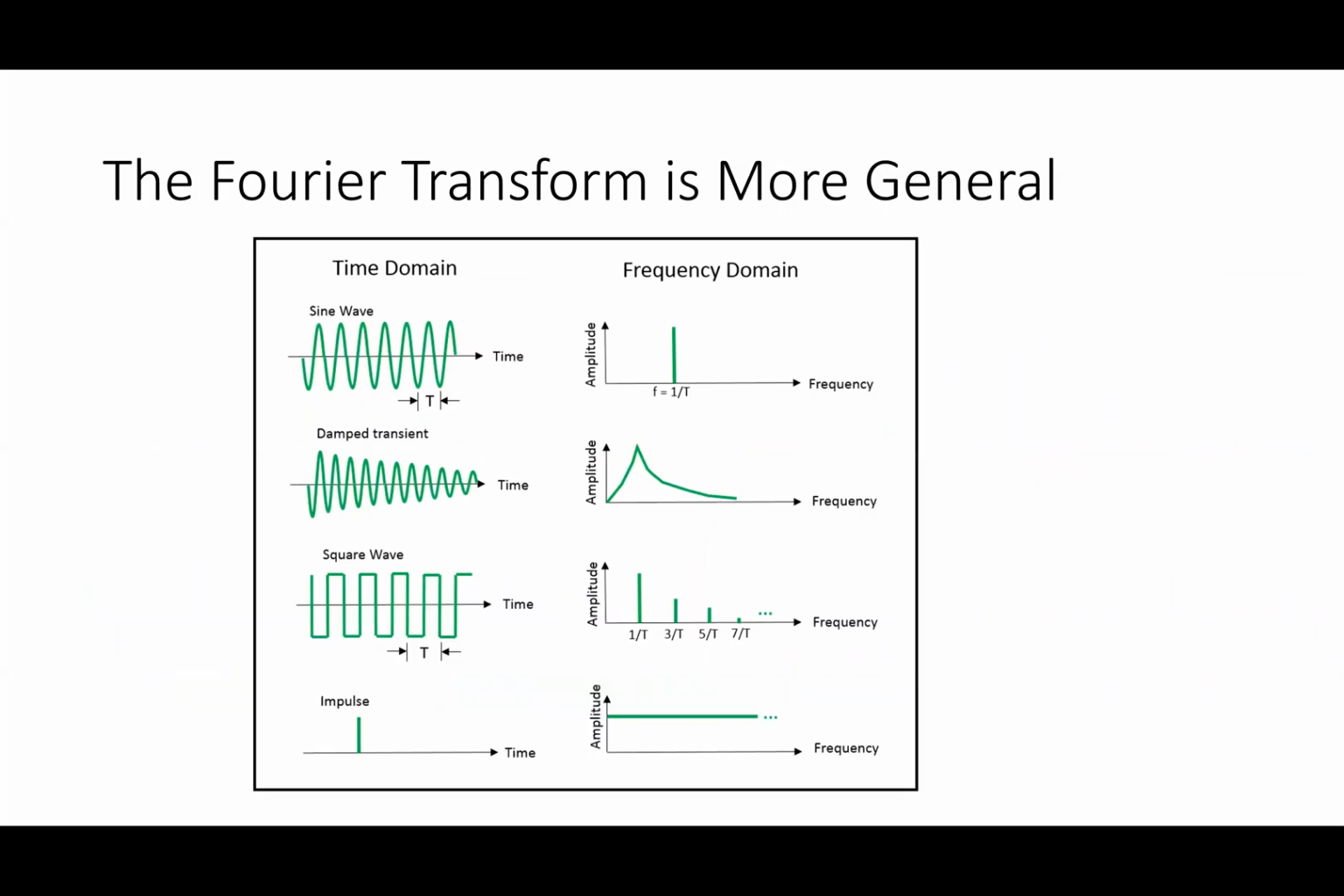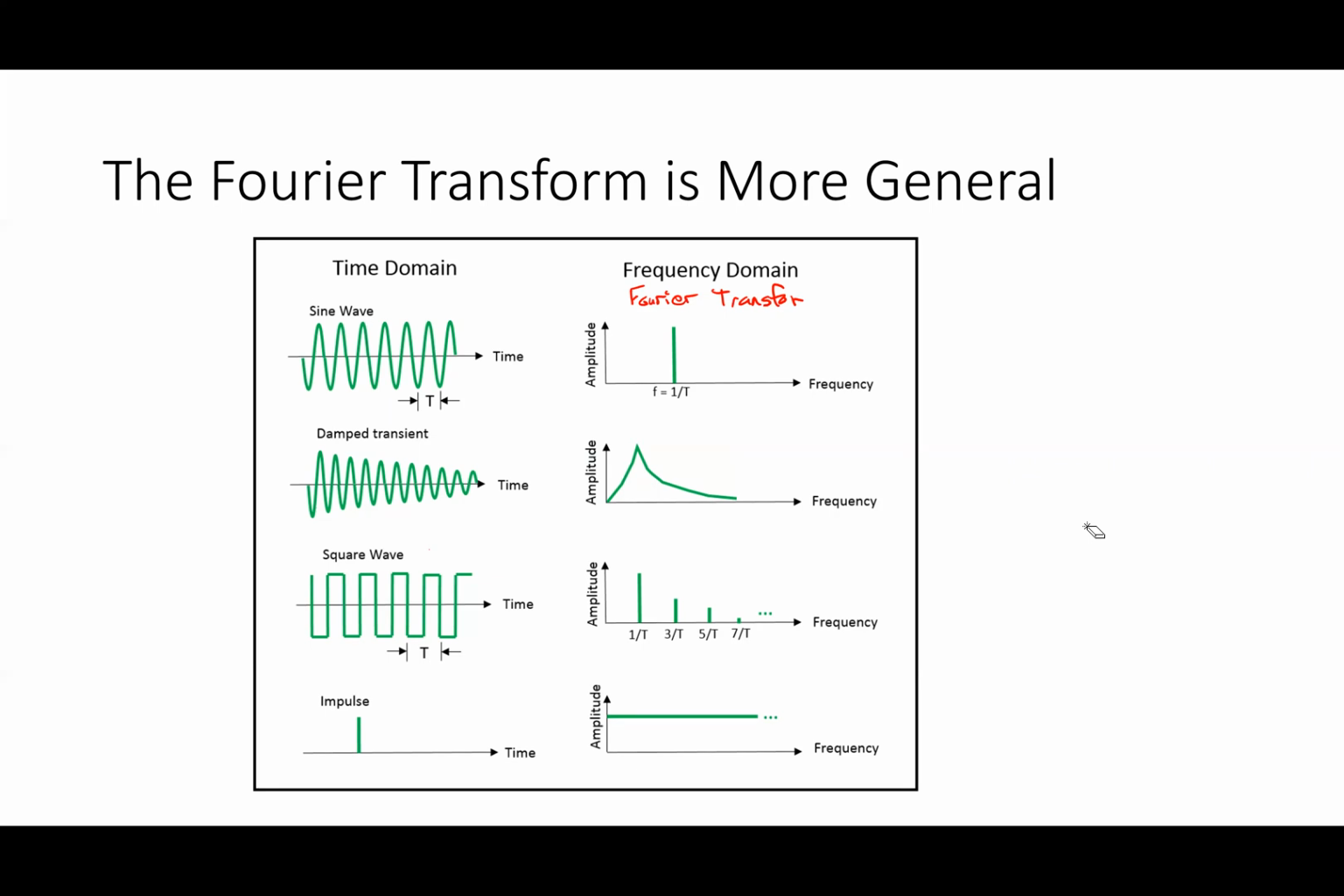Now, one thing, I'm not going to talk about this at all, but the Fourier transform is more general. All the things that I've given you are periodic waveforms. If I have periodic waveforms, then what I get are impulses. I'm going to introduce this term frequency domain in a second, but this is basically my Fourier transform. If I have a single sine wave, I get a single impulse as my Fourier transform. If I have a square wave, I get all these harmonics that come into play.